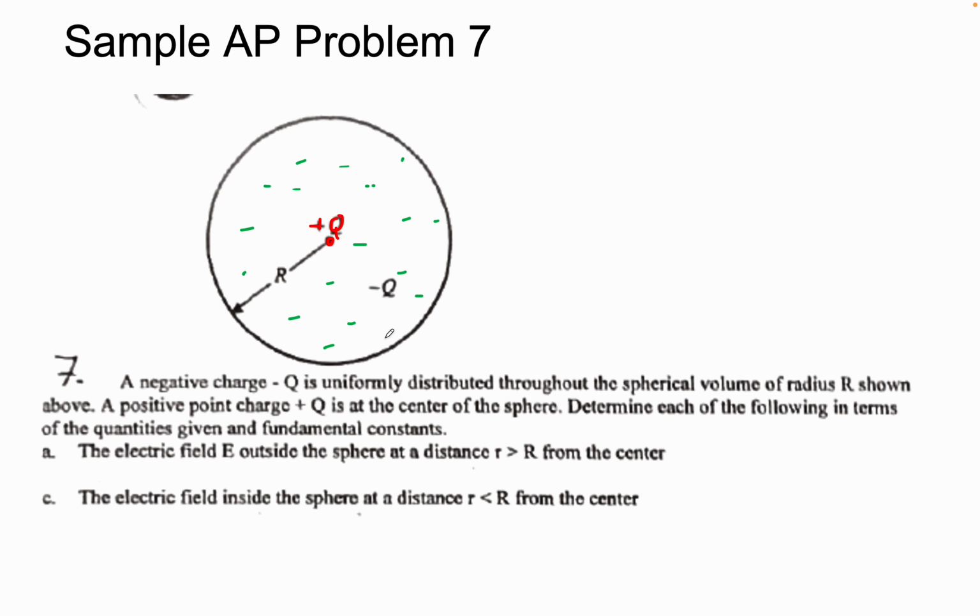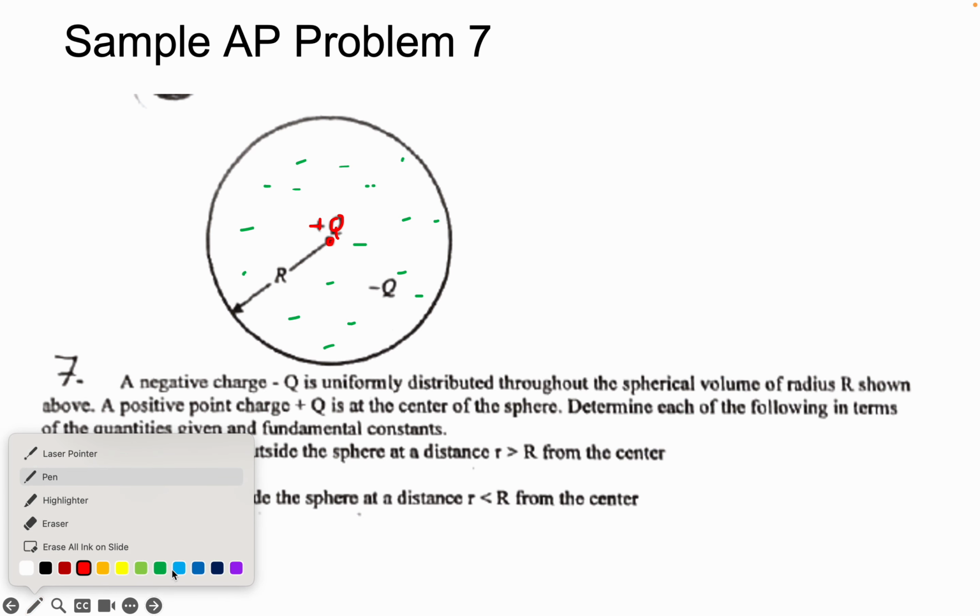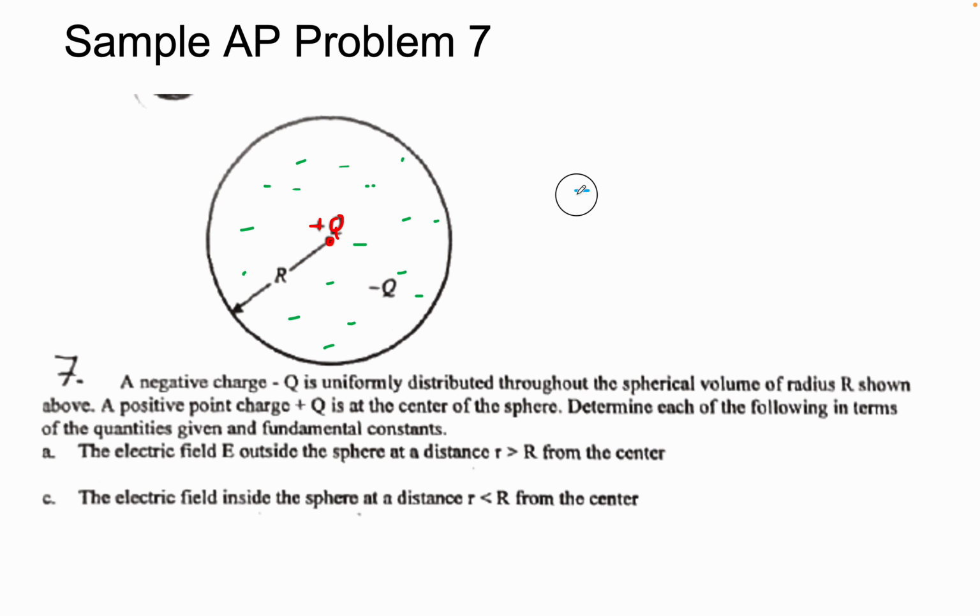So what's the electric field on the outside? Let me do the easy one first. The electric field on the outside is going to be 0. Why? Out here, you've got an equal amount of positive and negative charge. Any Gaussian surface out here, the net charge inside would be 0. What about inside? Well, that gets a little bit more exciting.